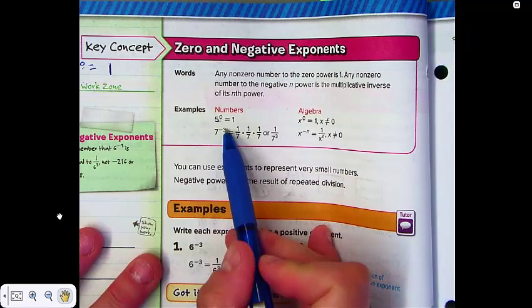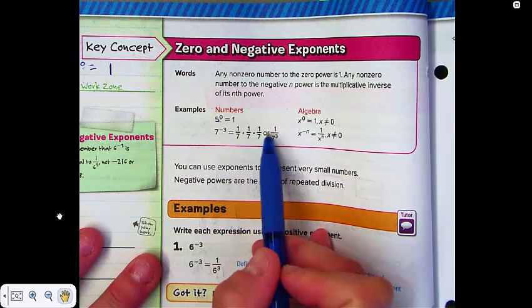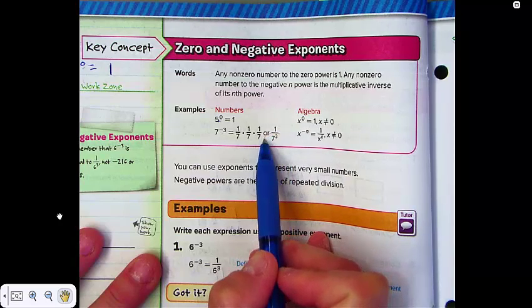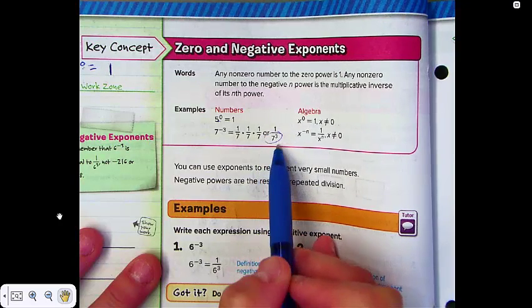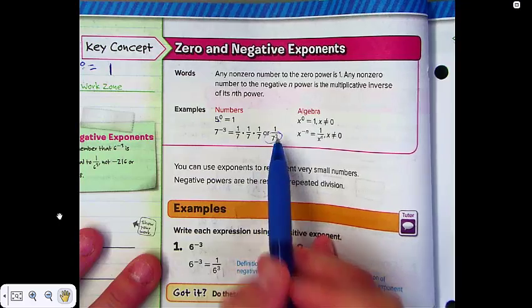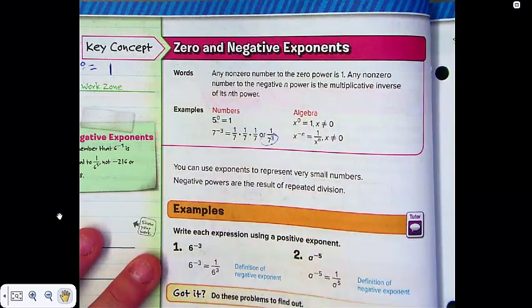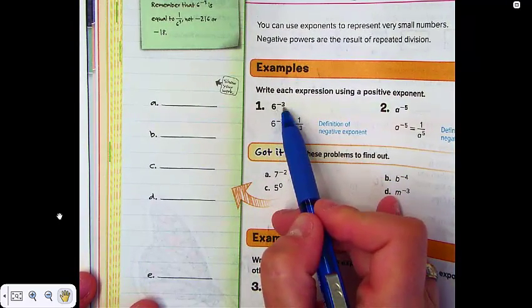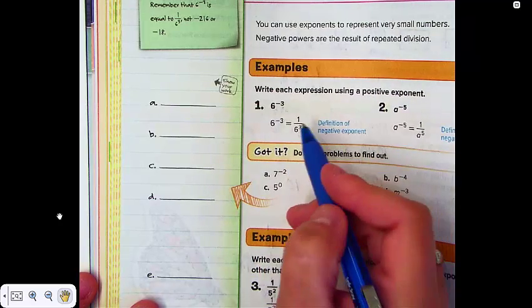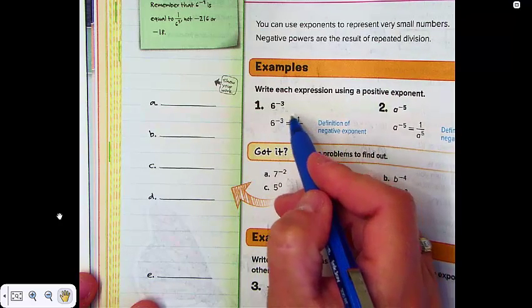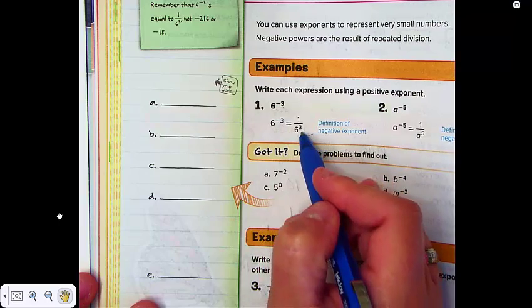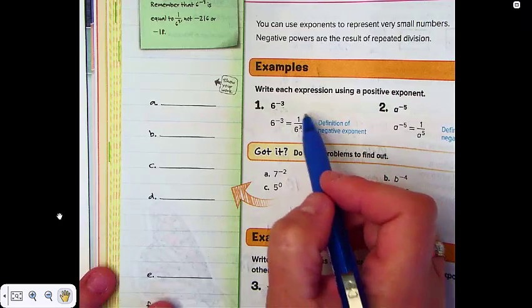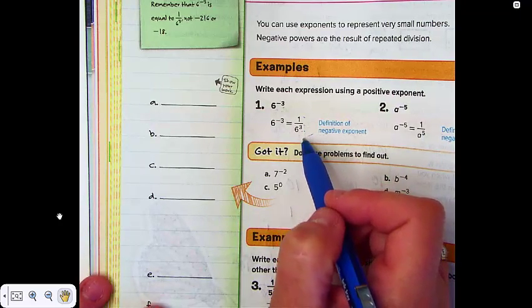Anytime I have a negative exponent, all I have to do is turn that into a fraction and put that entire term on the denominator side of the fraction, the bottom of the fraction, and that exponent becomes positive. So let's look at a couple of these. Well, on this one I have 6 to the negative 3. Just like I said, you have to turn it into a fraction where the 6 to the negative 3 moves to the bottom of it, making it positive. So you end up with 1 over 6 to the negative, or I'm sorry, 1 over 6 cubed.